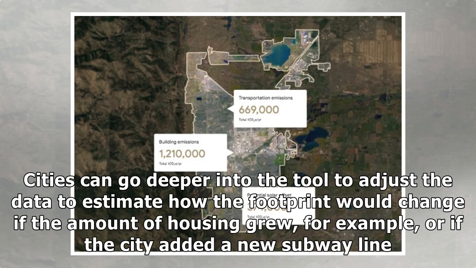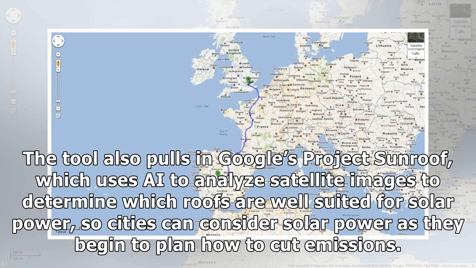Cities can go deeper into the tool to adjust the data to estimate how the footprint would change if the amount of housing grew, for example, or if the city added a new subway line. The tool also pulls in Google's Project Sunroof, which uses AI to analyze satellite images to determine which roofs are well suited for solar power, so cities can consider solar power as they begin to plan how to cut emissions.